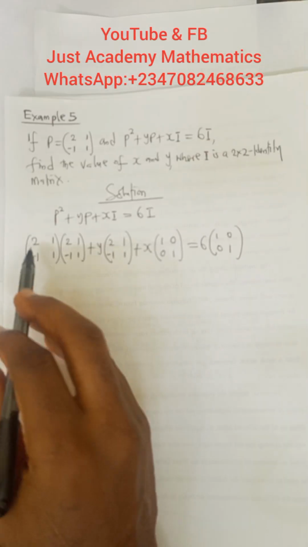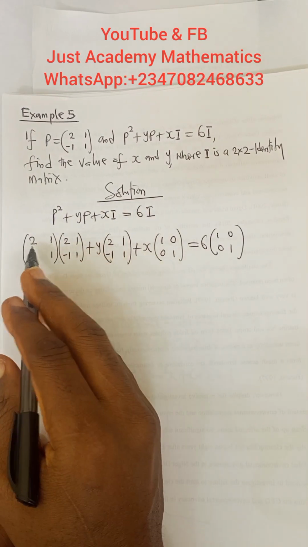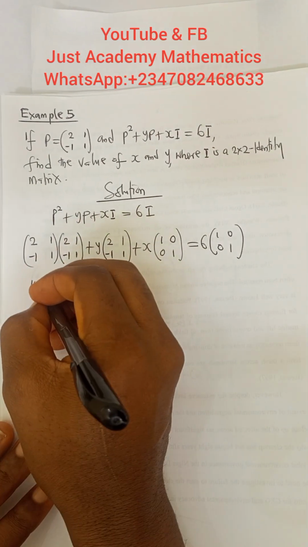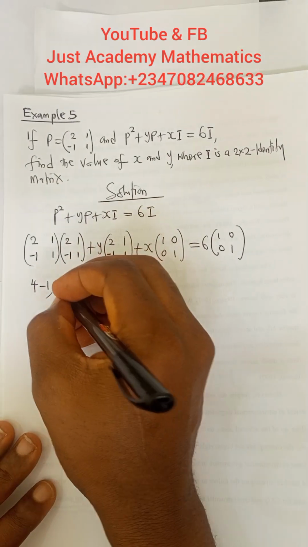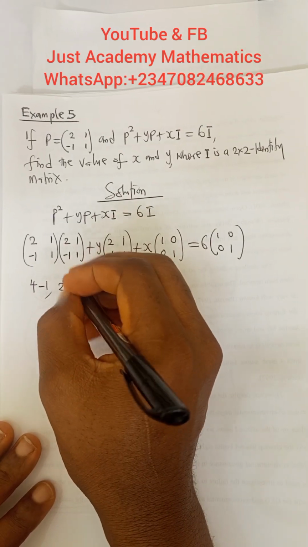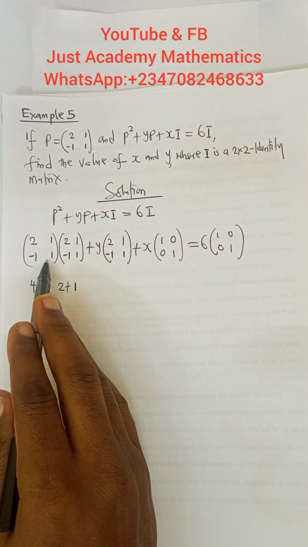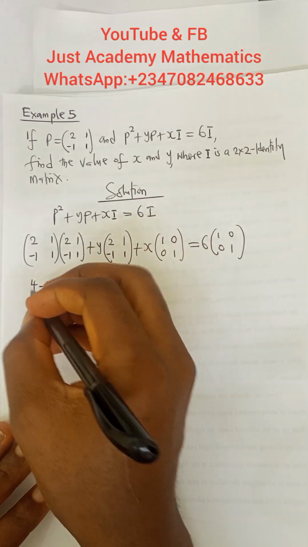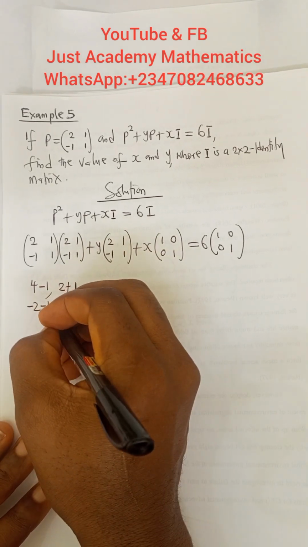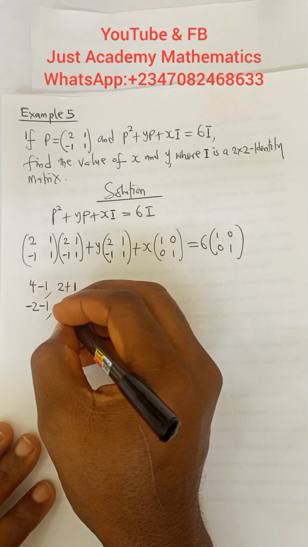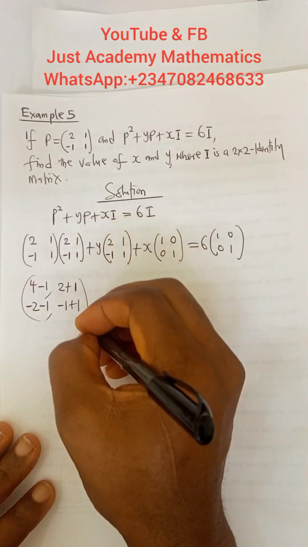So let's proceed. Of course, row times column. 2 times 2 is what? 4. Plus 1 times minus 1, minus 1. 2 times 1 is what? 2. Plus 1 times 1, 1. Then we'll go with the second row. Minus 1 times 2 is minus 2. Minus 1 times 1 is minus 1. Minus 1 times 1, minus 1. 1 times 1 is 1. That is for this one.